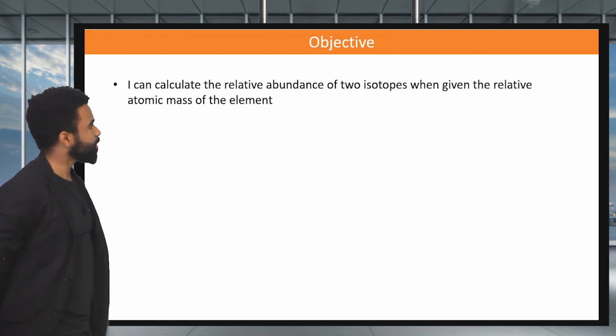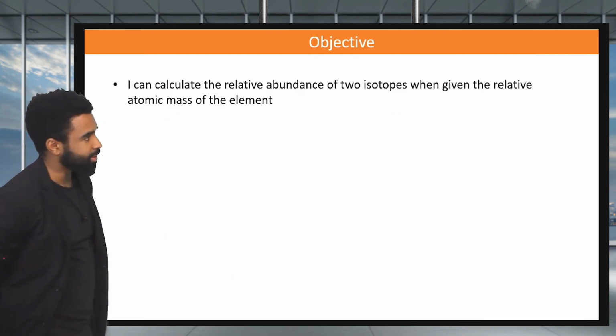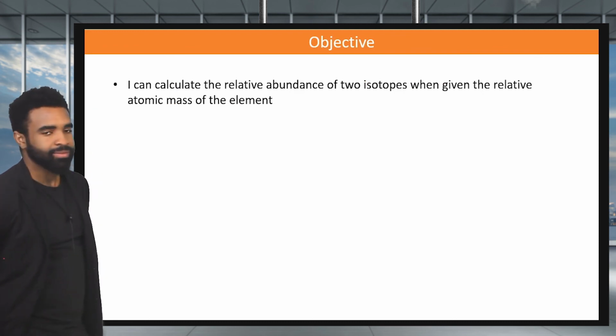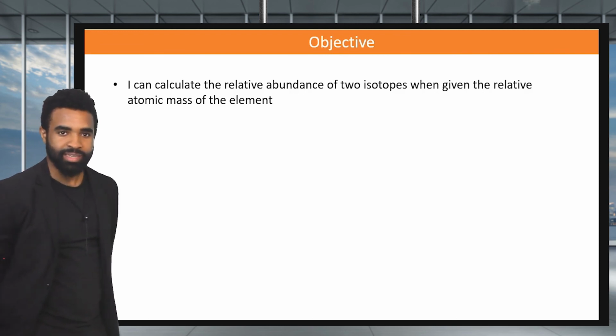Okay, I think we have covered this objective: I can calculate the relative abundance of two isotopes when given the relative atomic mass of the element. You might need some practice on this, of course. With mathematics, practice is the best teacher.